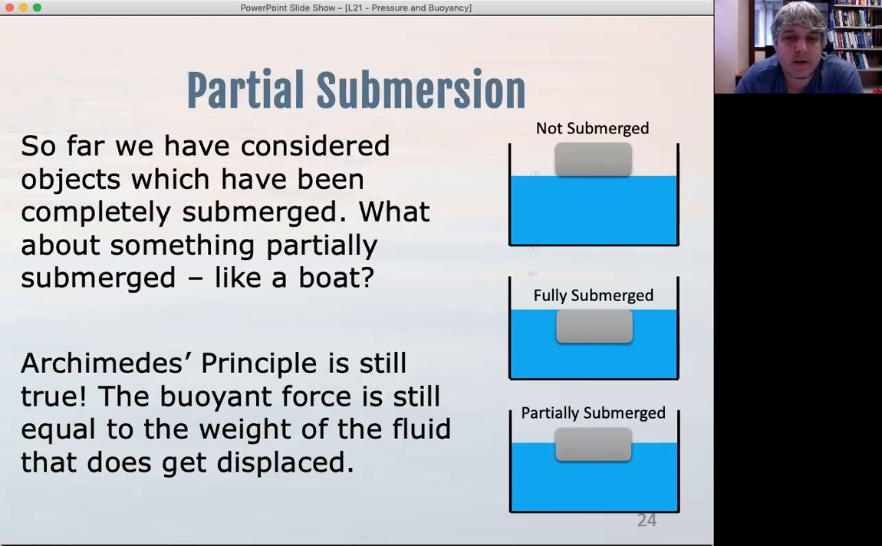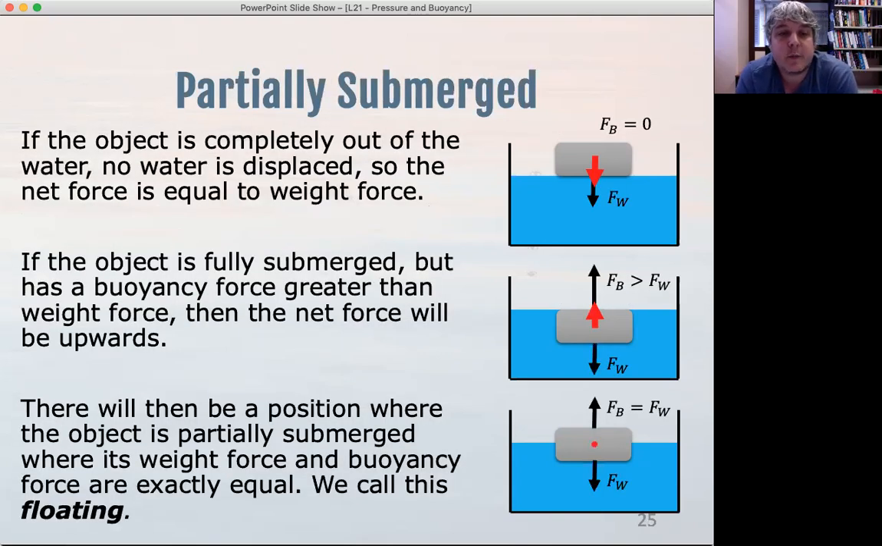So we've got diagrams there, not submerged, fully submerged, and partially submerged. You can see not submerged has got no buoyant force on it, so it's just got the weight force, and so it will accelerate downwards as shown by the red arrow. Therefore, it will sink into the water slightly. If we've got a fully submerged object, but one that wants to float, then the buoyant force is going to be greater than the weight force. We're going to have an acceleration upwards. The object is going to go up. So if you held something that wants to float underwater, then release it, it will accelerate upwards.